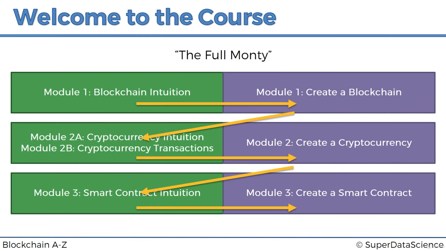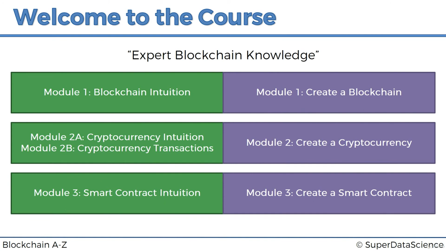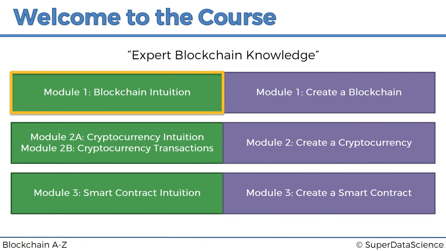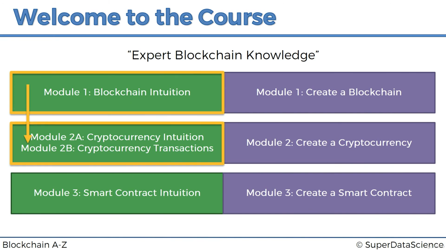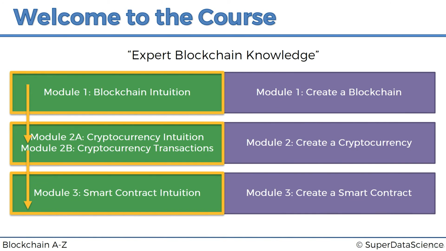In that case, for instance, you could take the blockchain expert path through the course, and you could simply go through Module 1, intuition, Module 2, intuition, and Module 3, intuition, completely disregarding the coding aspects of it. And the beautiful part about this course is that if you ever do want to get into coding, you can always come back and do the coding later and learn those things later.